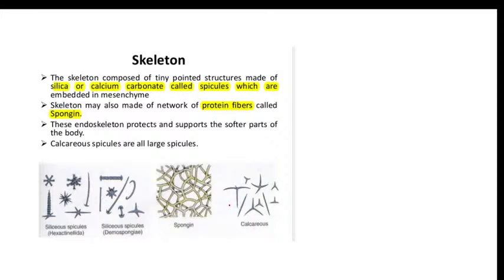And this skeleton is also made up of protein fibers, and this endoskeleton protects.